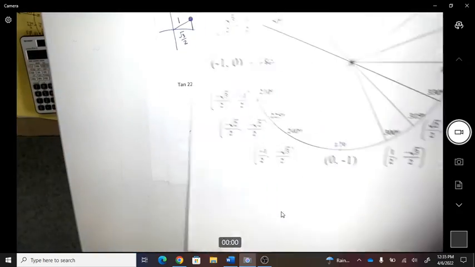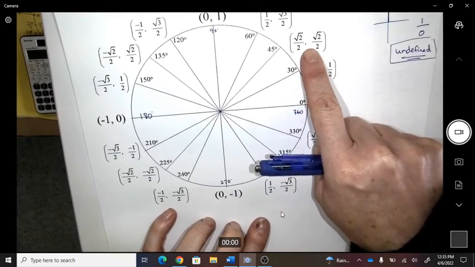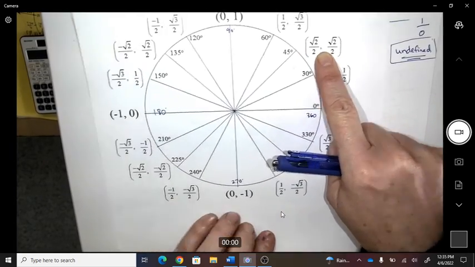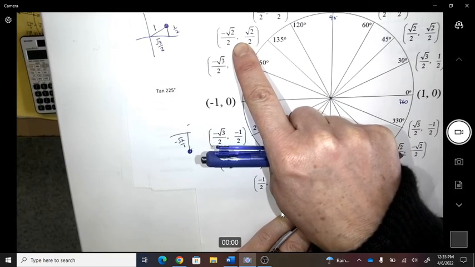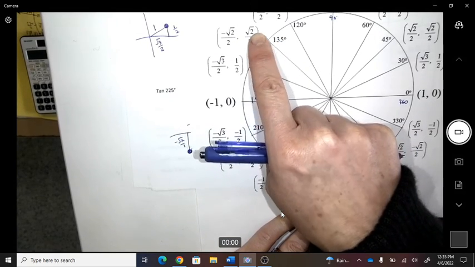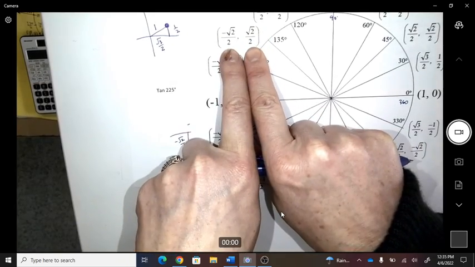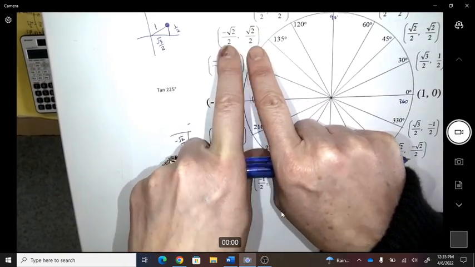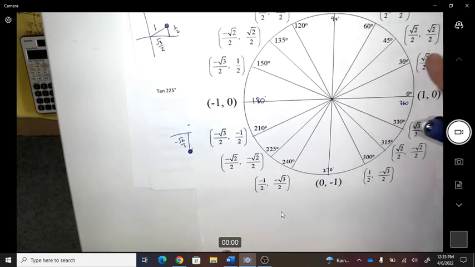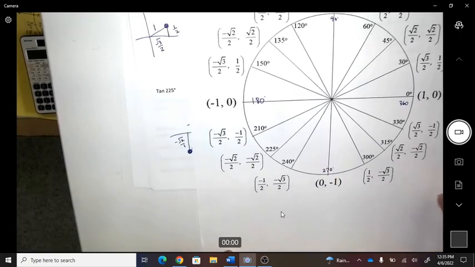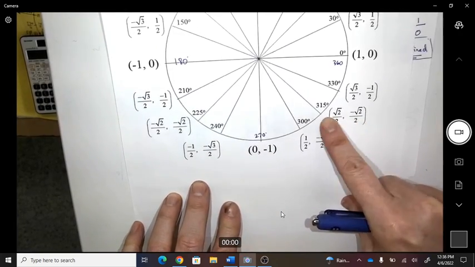Okay, what do you think? Where else will that work? What's the tan here? 1. What's the tan right here? Negative 1. You see why it's negative 1? Okay, it also matches your ASTC, right? Tan has to be positive, negative, positive, negative. So here it's going to also be negative 1 at that spot.